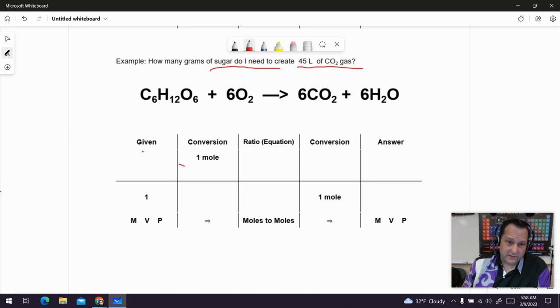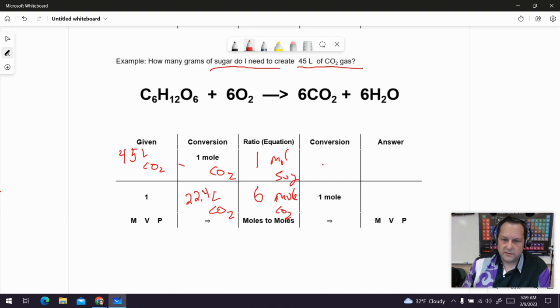gas? So that's the first time we're doing liters. So here we have 45 liters of CO2. Down here, we're going to have liters of CO2. Up here, we're going to have 1 mole of CO2. Conversion factor, very simple, 22.4 if we're at standard temperature and pressure. If it doesn't tell you, just assume that we are. Now I'm in moles of CO2. So I'm going to have moles of CO2 on the bottom, moles of sugar again on the top, because we're up here wanting to do sugar. 1 mole of sugar is 6 moles of CO2.